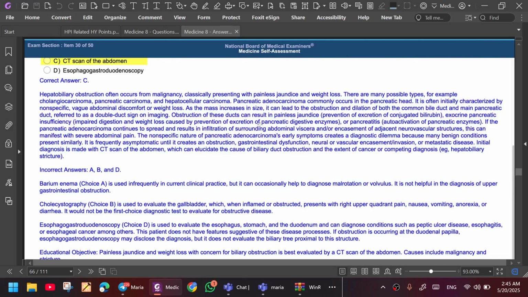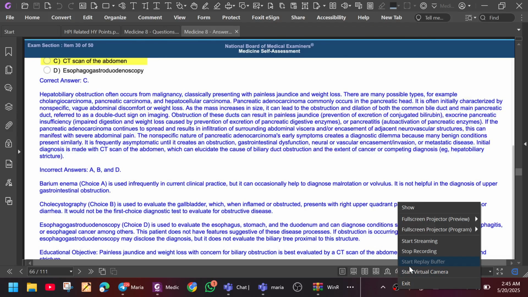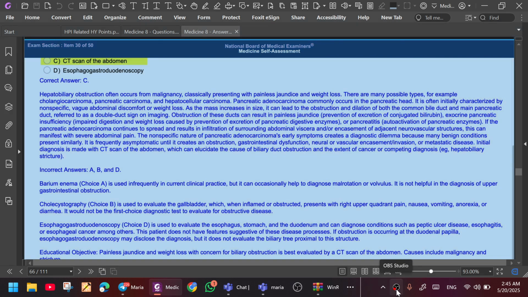Esophagogastroduodenoscopy is used to evaluate the esophagus, stomach, and the duodenum, and can diagnose conditions such as peptic ulcer disease, esophagitis, esophageal cancer. This patient does not have features suggestive of any of these diseases. If obstruction is occurring at the duodenal papilla, esophagogastroduodenoscopy may discover the diagnosis. But it does not evaluate the biliary tree proximal to this stricture.